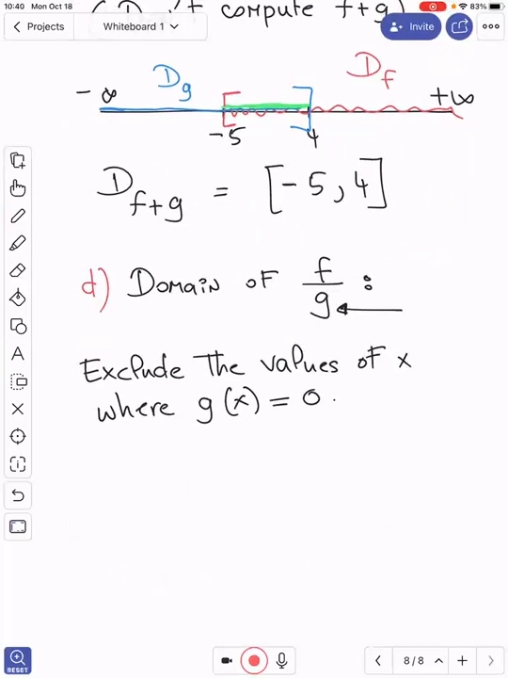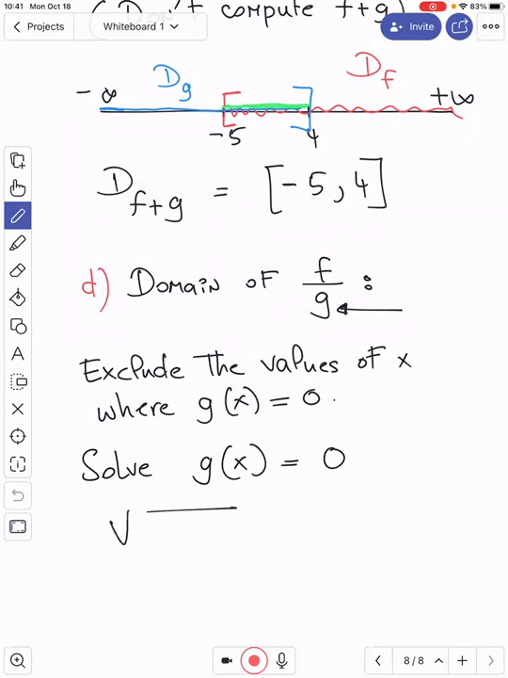Because we are dividing by g, we need to solve g of x equal to 0. So g of x, I have to take the whole expression. That will be the square root of 4 minus x, and then the -2. That's the whole function, right? Equal to 0. As you can see here, we have to take into account the -2.